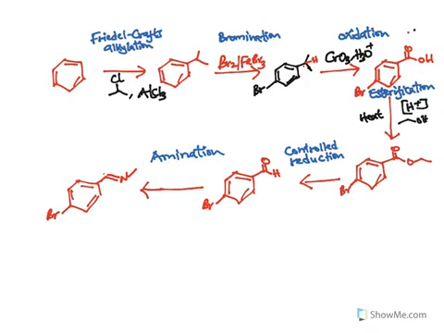now once we form the product, we can do a controlled reduction if we use a bulky reducing reagent. For example, in this case specifically, we are going to use diisobutyl aluminum hydride. So followed by water, we'll be able to form an aldehyde.